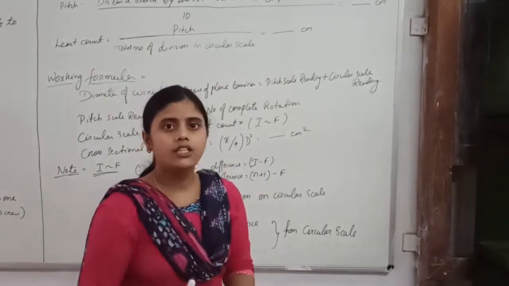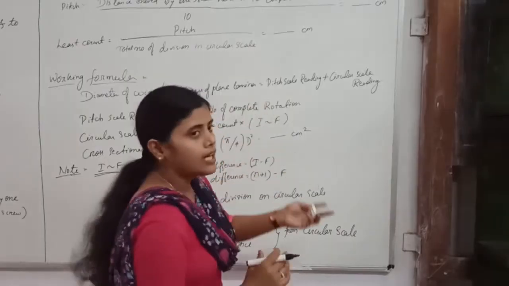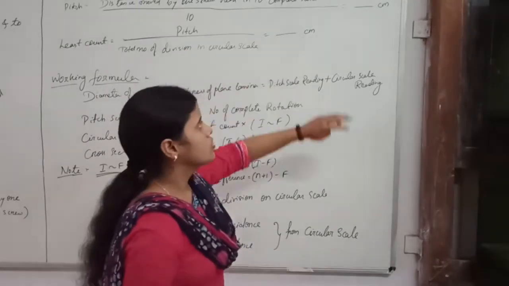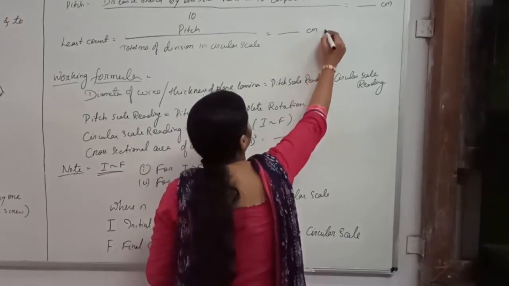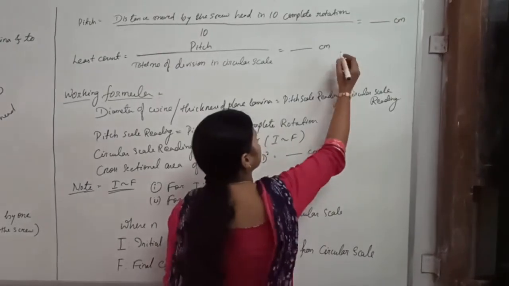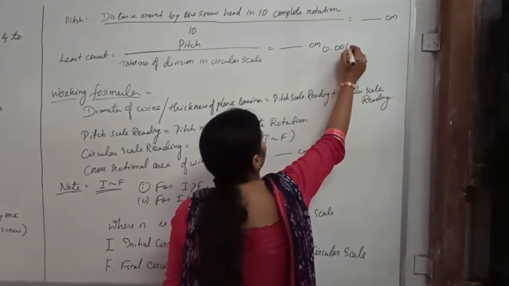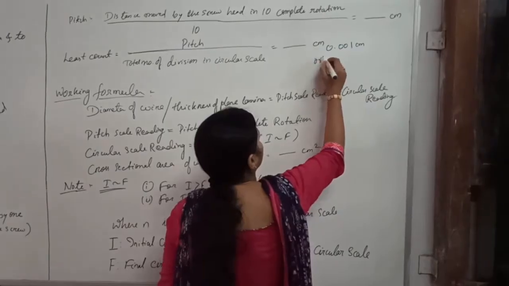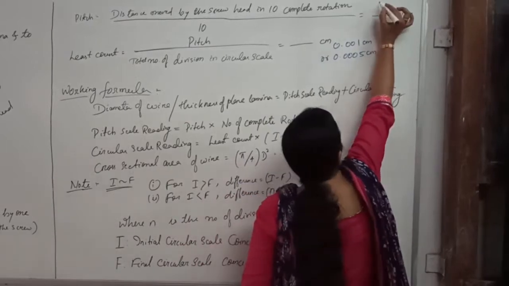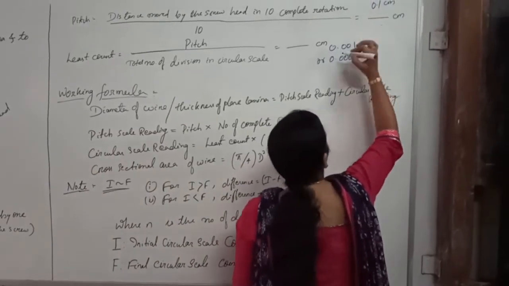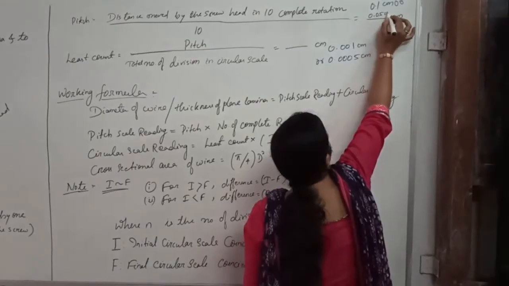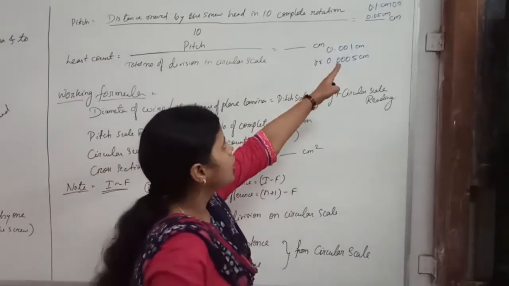So generally, the instrument I have in my lab has 100 divisions in the circular scale. So you have to divide by 100 and you will get the value. Either you will get 0.001 centimeter or you will get 0.0005 centimeter, if the pitch is 0.1 centimeter or if it is 0.05 centimeter.